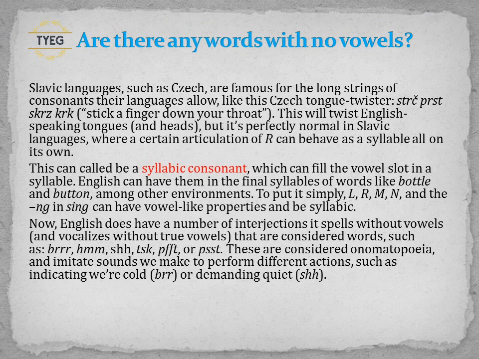Are there any words with no vowels? Slavic languages, such as Czech, are famous for the long strings of consonants their languages allow, like this Czech tongue twister, strč prst skrz krk, stick a finger down your throat. This will twist English-speaking tongues and heads, but it's perfectly normal in Slavic languages, where a certain articulation of R can behave as a syllable all on its own. This can be called a syllabic consonant, which can fill the vowel slot in a syllable.